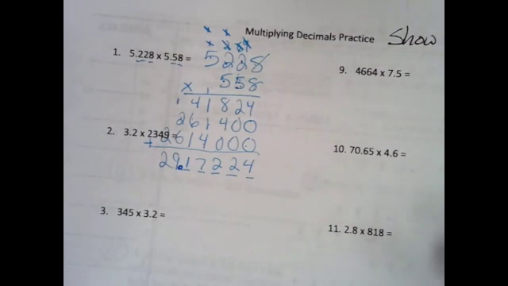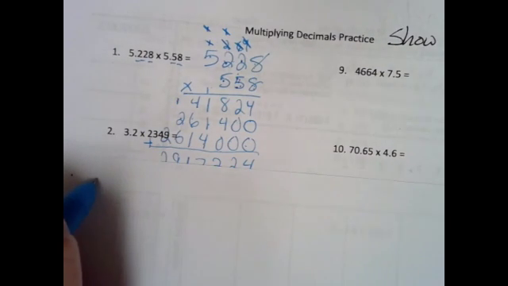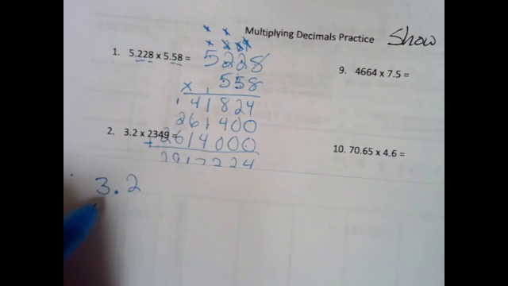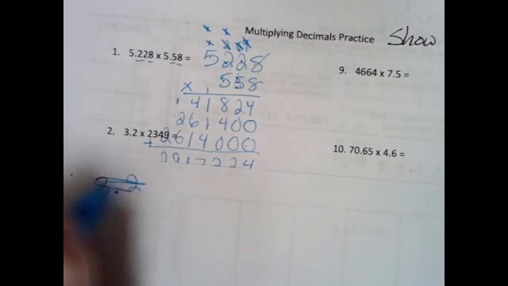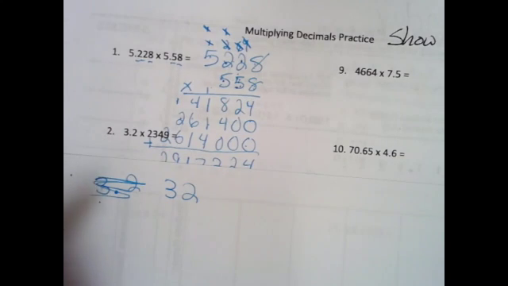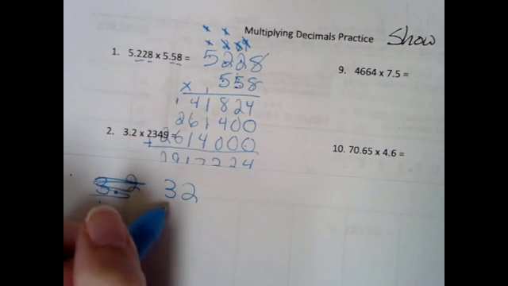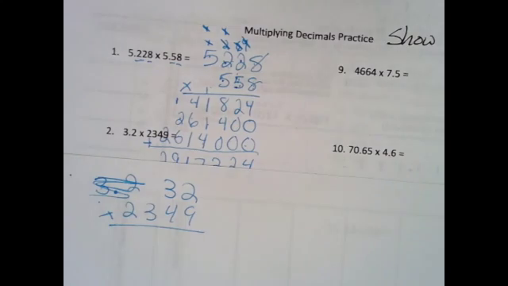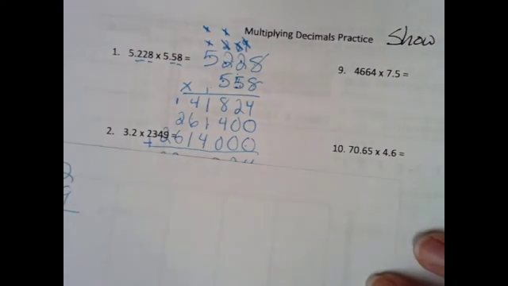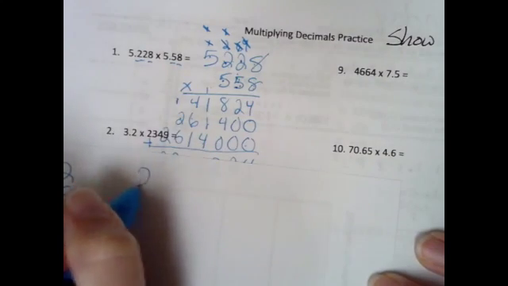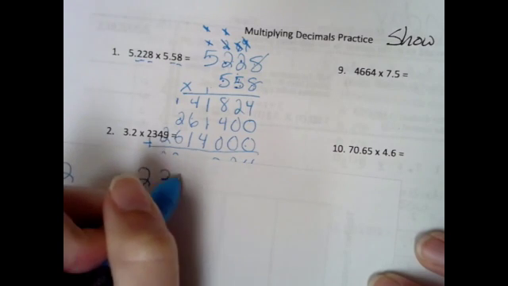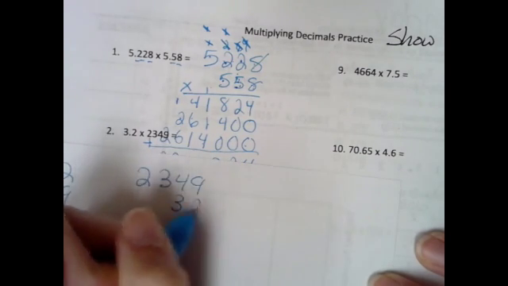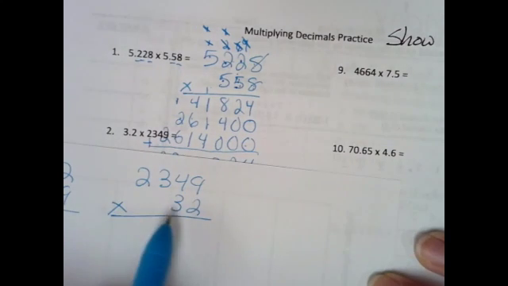Alright, now on number 2, 3.2 is out on the top. But if I put 3.2, oops, we're going to pretend that's 32 because we're going to ignore the decimals. If I put that on the top and then 2,349 on the bottom, I would have 4 partial products. So you are allowed to put those in the other order. 2,349 times 32. That way you'll only have 2 partial products and it will save you some work.